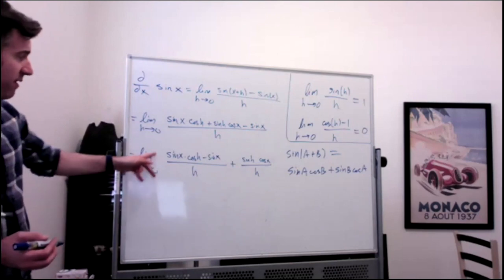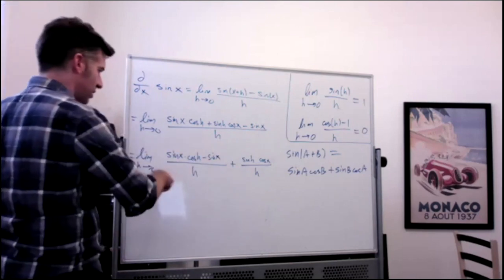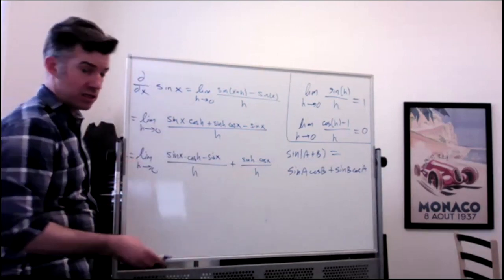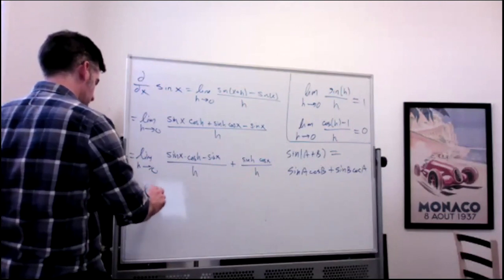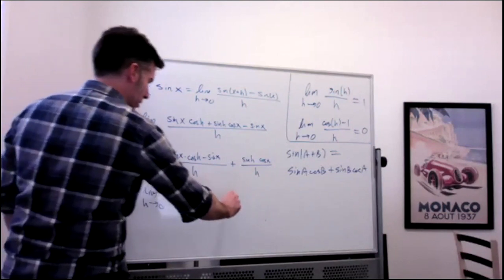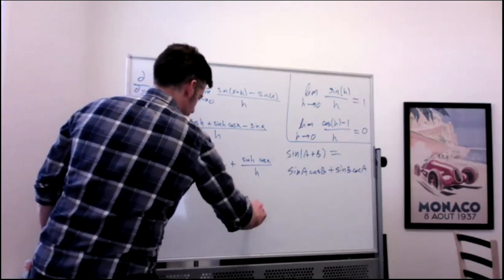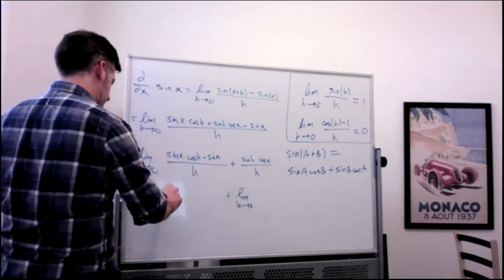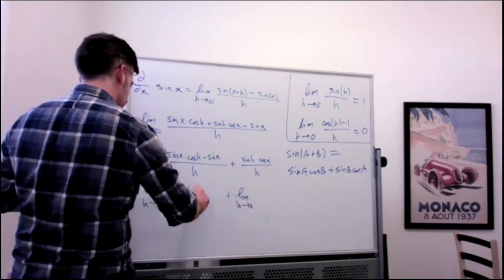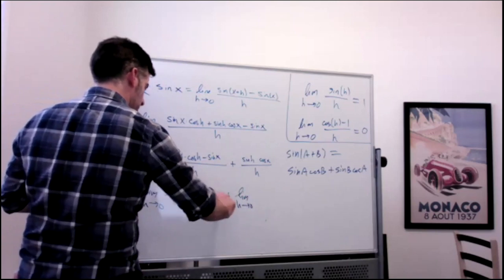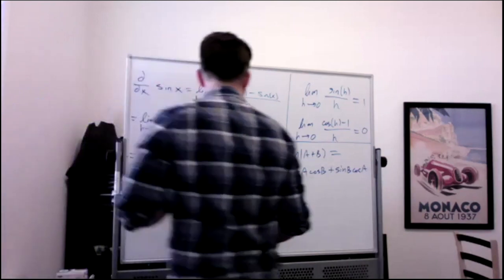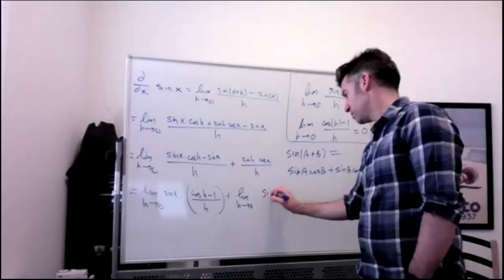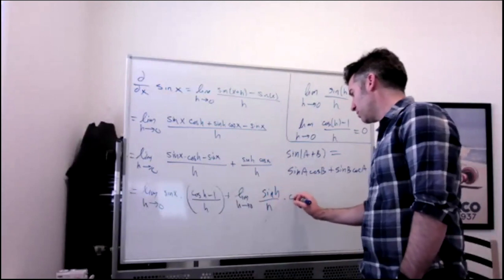Now I'm going to factor out the sine of x here. And I'm also going to write the limit of the sum as the sum of two limits. So the limit as h goes to 0 of the first thing plus the limit as h goes to 0 of the second thing. And here I'm going to factor out the sine of x. So it's sine of x times cosine of h minus 1 over h. Plus, here I'm going to rewrite it so that the cosine is factored out: sine of h over h times cosine of x.